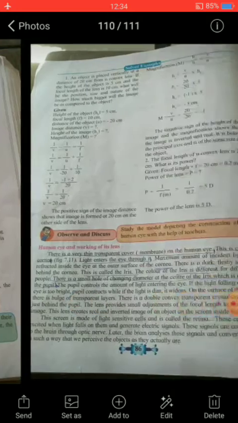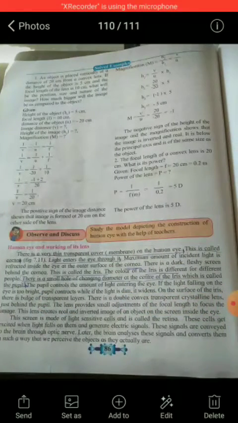On the next page, we see two problems are solved there. It depends on the magnification. There is only one problem on magnification, one problem on power. You can use the formula and calculate the magnification or the power.